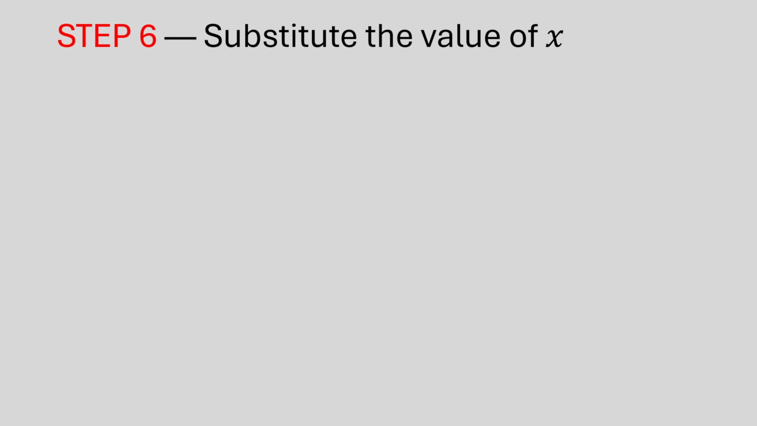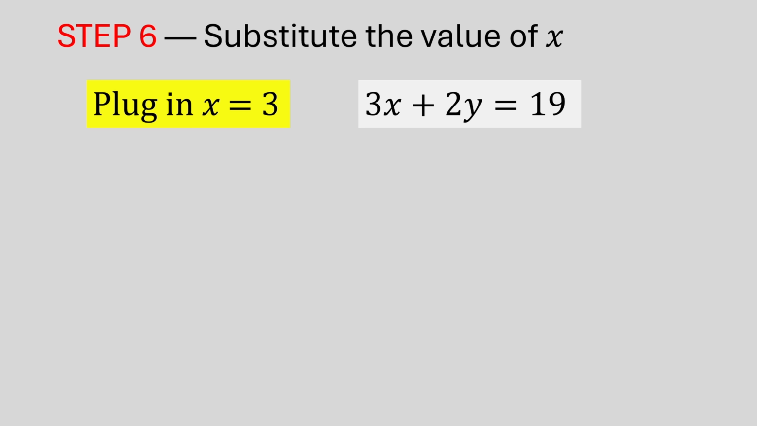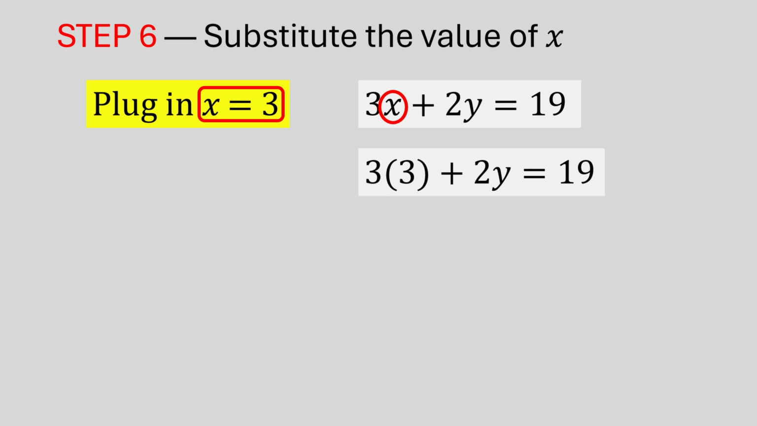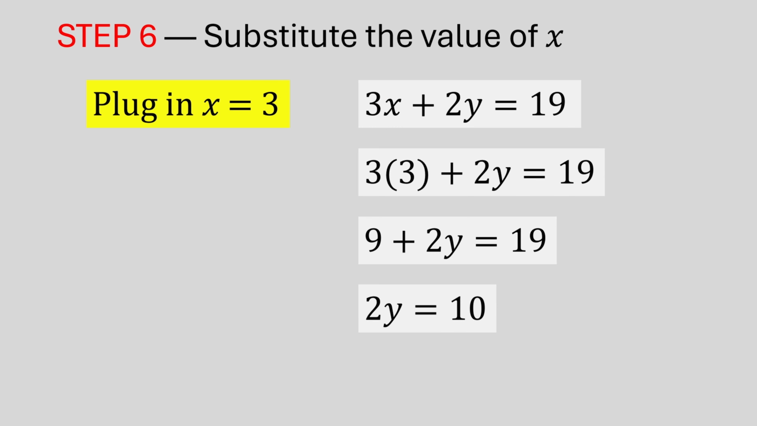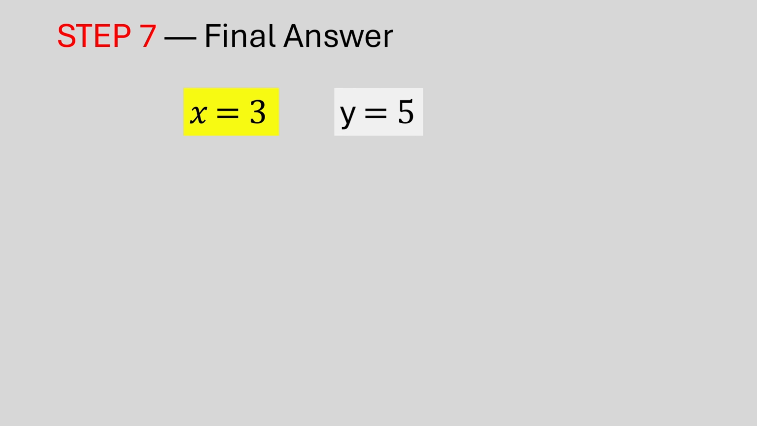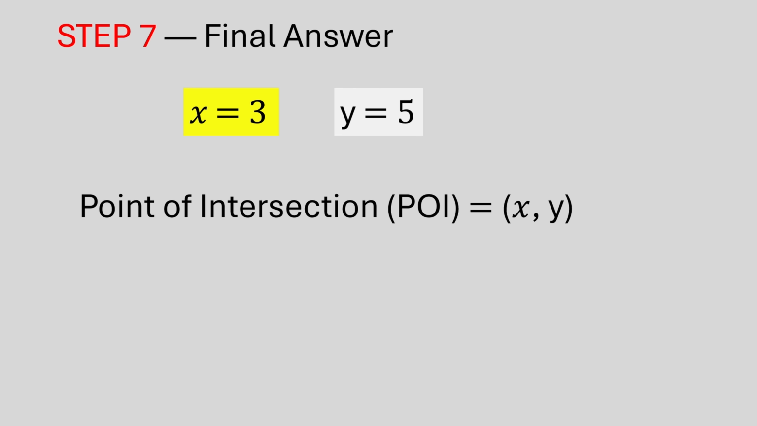Step 6. Substitute the value of x. Now substitute x = 3 into the simple equation, 3x + 2y = 19. 3 times 3 + 2y = 19. 9 + 2y = 19. 2y = 10. y = 5. Step 7. Final answer. The point of intersection is (x, y) = (3, 5).